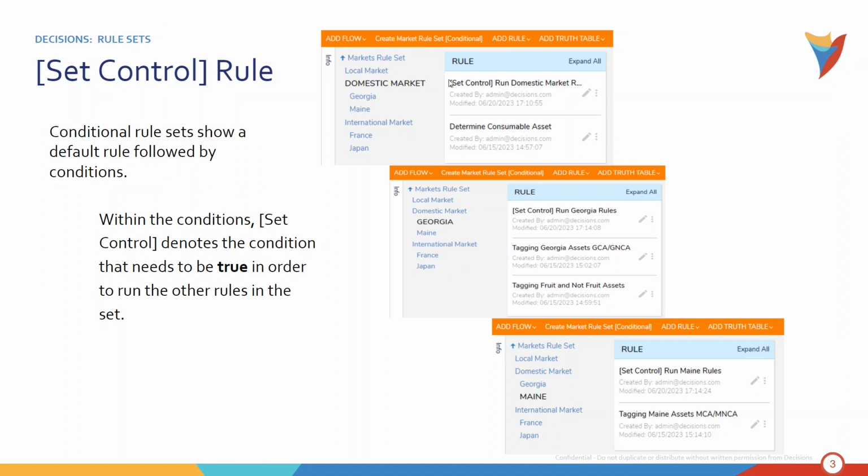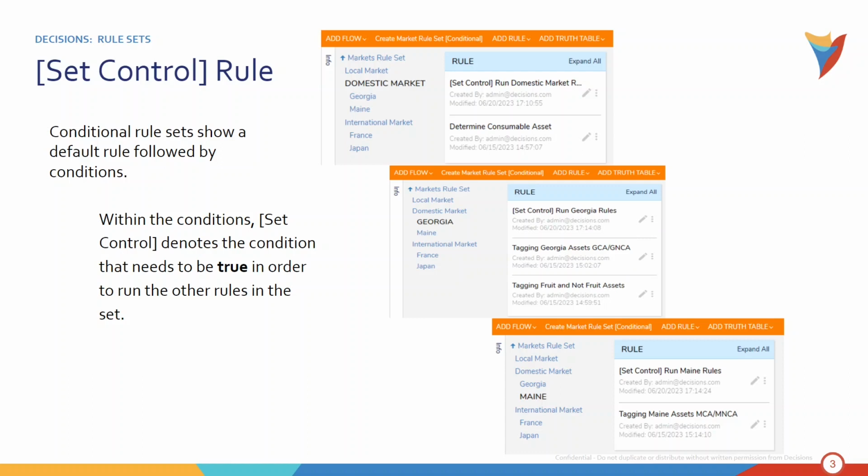So these 3 images illustrate how a conditional rule set is different or unique from other rule sets because the designer user can set which condition needs to be true for the other rules to run. You can see in the top image how the domestic rule has one condition titled Determine Consumable Asset, and 2 rule subsets for Georgia and Maine.